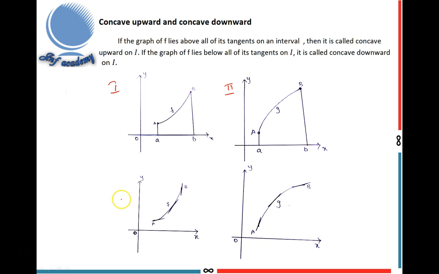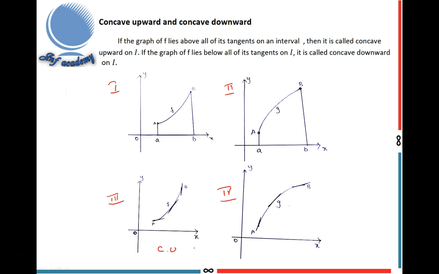In the next two diagrams, third and fourth, tangents to these curves have been drawn at several points. In diagram 3, the curve lies above the tangents and f is called concave upward on [a, b] by using this definition. The curve lies above the tangents, so f is called concave upward.